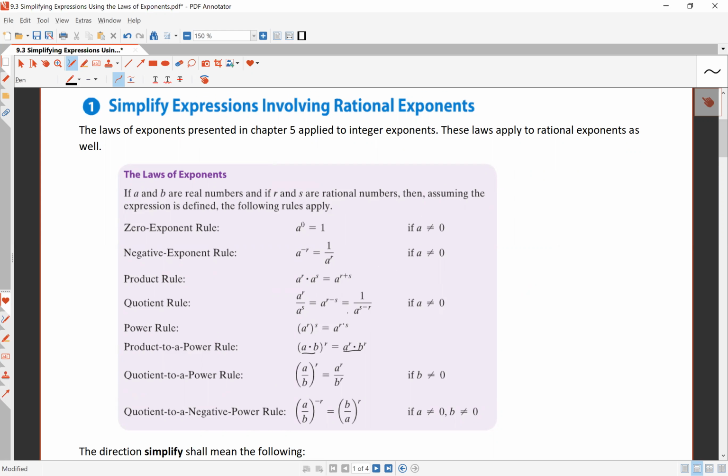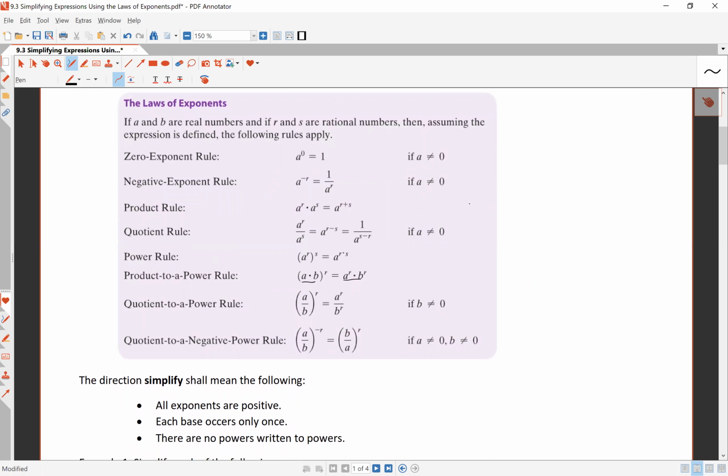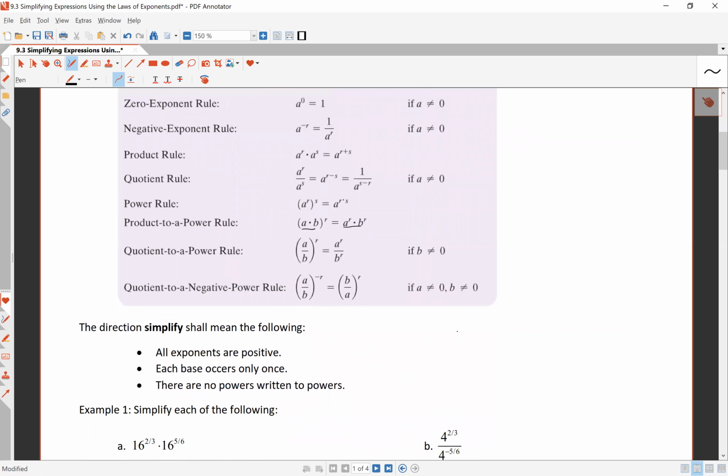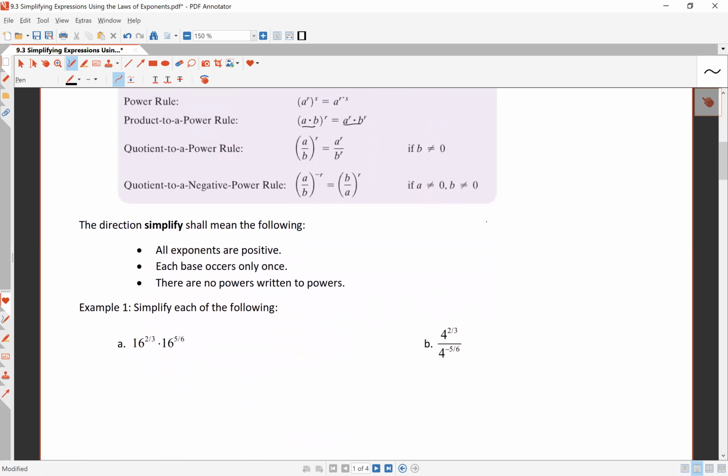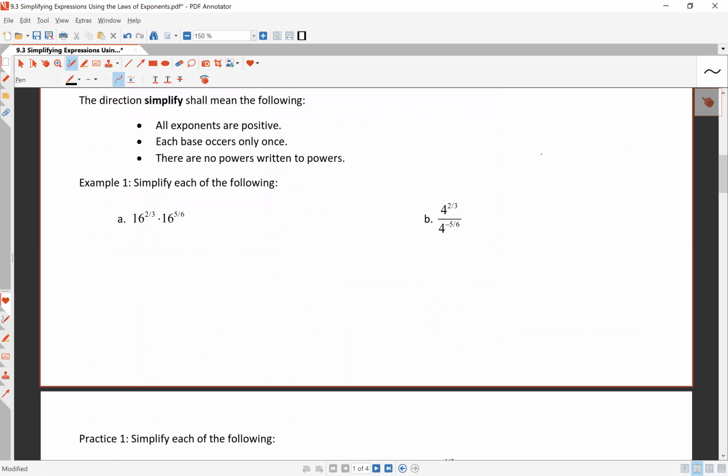And a quotient, when you have an a over b raised to the r, each of the numerator and denominator gets raised to the r. And when you have a quotient raised to a negative power, that's the reciprocal of the inside, so b over a. So when the directions say simplify, that means we have to make all exponents positive, each base occurs only once, and there are no powers written to other powers.